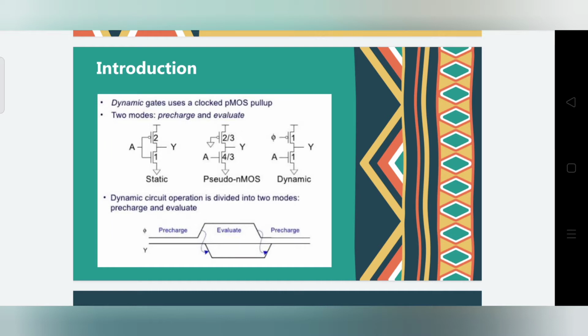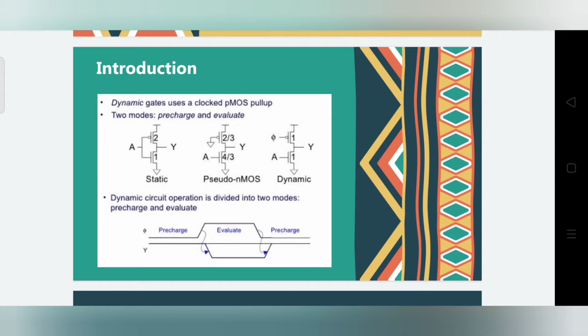With the addition of a clock input, it uses a sequence of precharge and conditional evaluation phases to realize complex logic functions. Dynamic circuits are widely used because they have lower input capacitance and no contention during switching. Dynamic circuit operation is divided into two modes. One is precharge. During precharge, the clock, represented as phi, is 0, and during the evaluation phase, the clock is 1. Let's see the construction of the N-type dynamic circuit.